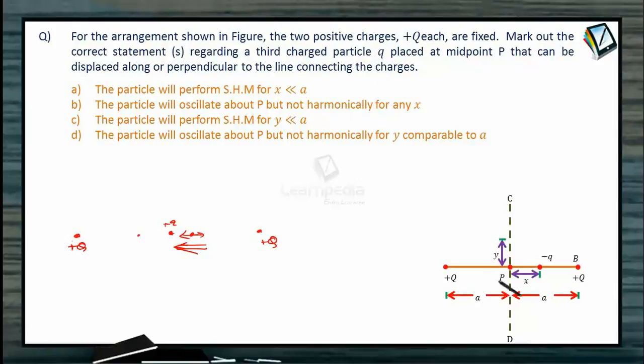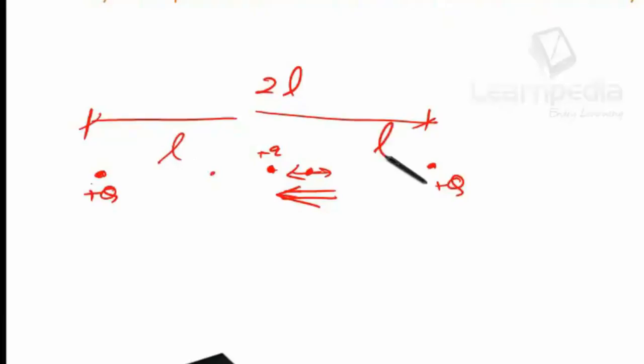Means if we move the particle along the x-axis, then it will perform SHM. The particle will oscillate about P but not harmonically for any x. This statement is also correct because for a larger value of x, this is not going to be SHM. If you want, I can show you the net force. Suppose the distance between these two particles is 2L, so that we can divide it as L, and this particle is moved by distance x. The distance from one particle will be L minus x and from the other it will be L plus x.